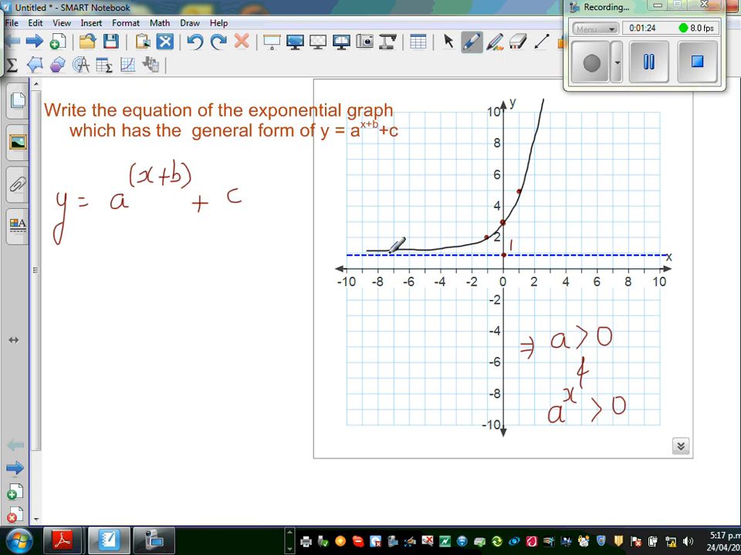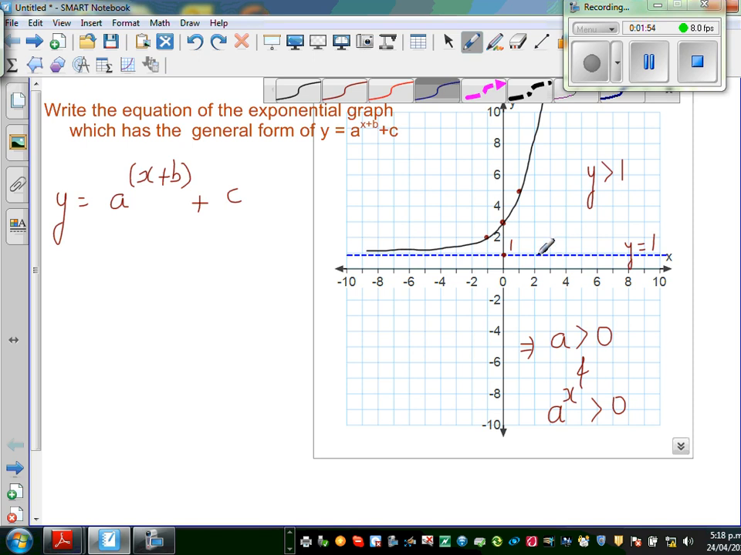I can say all the values of y are above 1. So this line is y is equal to 1, and from the graph I can see all the values of the function are greater than 1. So using this information, I want you to think whether you can write the value of c.